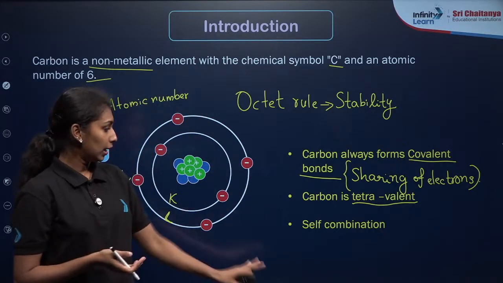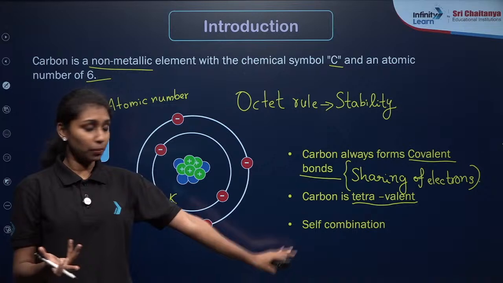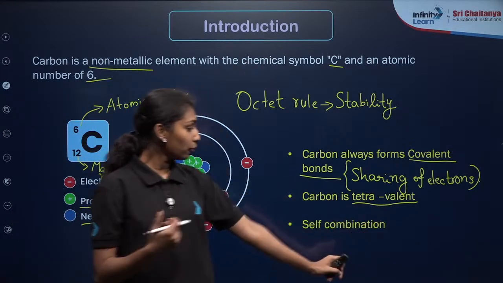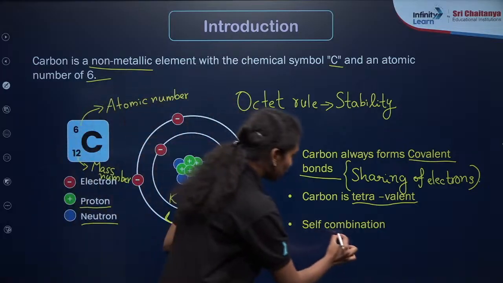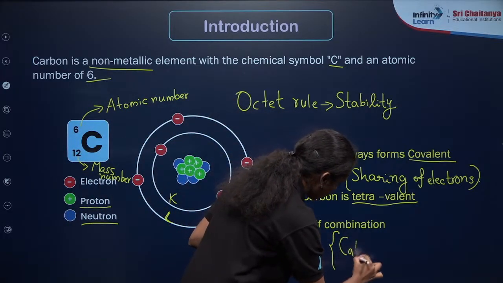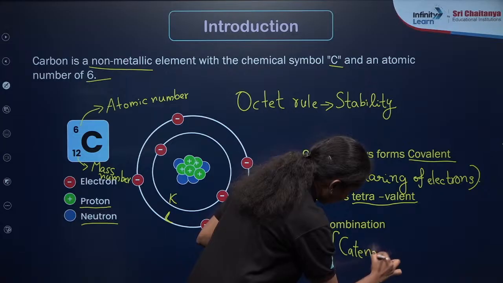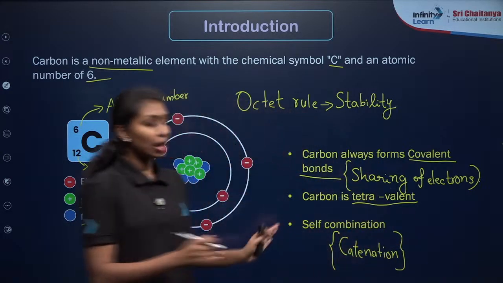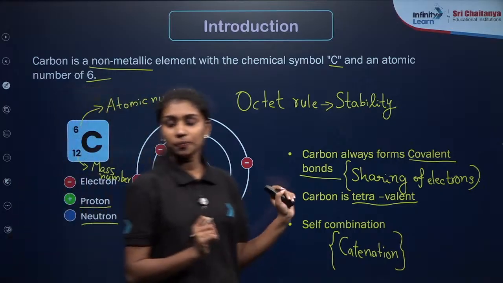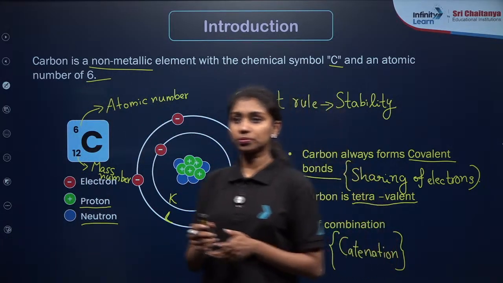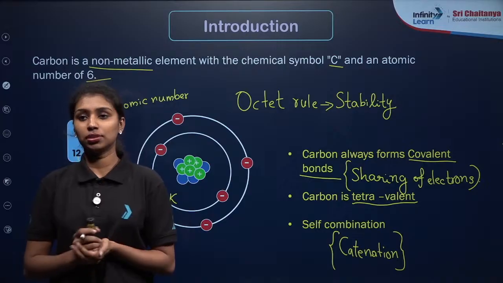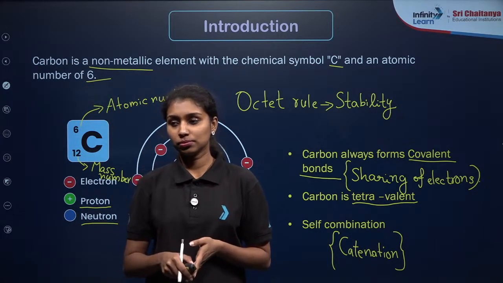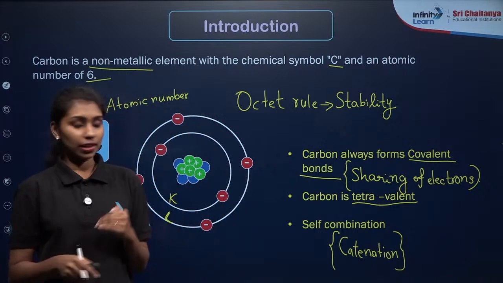No, right? Then the another property is the self-combination. Because of the valency of 4, they can form self-combination, or this property is known as catenation. That is why they are forming more organic compounds also, right? So we will be discussing detail about these properties in the next class. Here I am just giving the introduction about the carbon. Clear? Okay, I hope you understand.